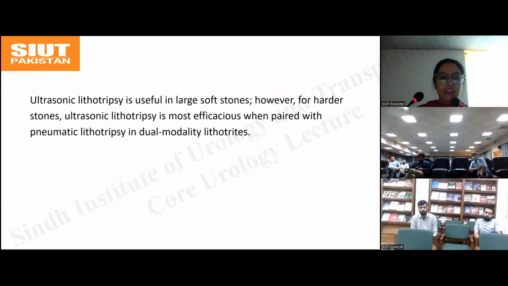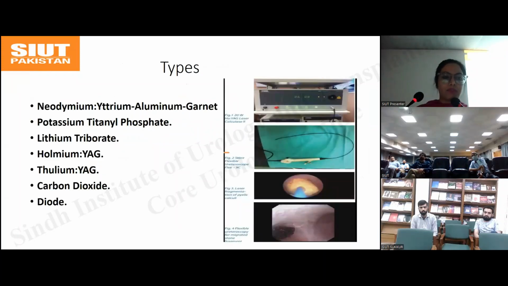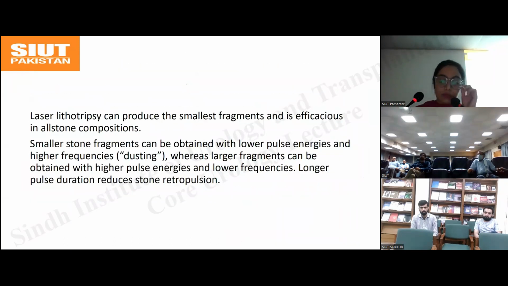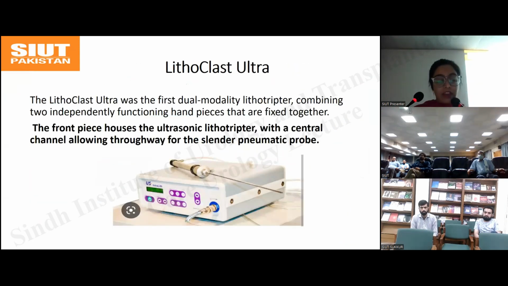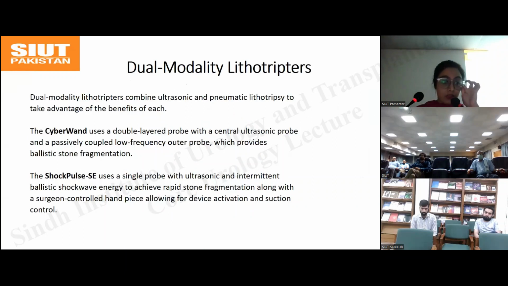So these are ultrasonic and laser. These are types of laser which include neodymium yttrium aluminum garnet, potassium titanyl phosphate, lithium triborate, holmium, thulium, and carbon dioxide diode. This holmium is what I mentioned. And the types of dual modality lithotripters include Lithoclast Ultra, CyberWand, and ShockPulse-SE.